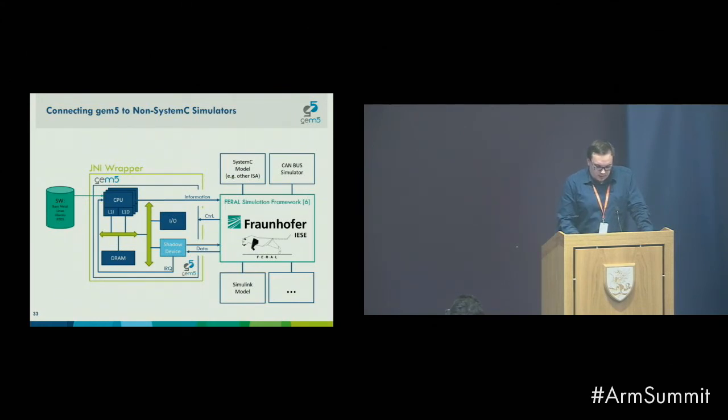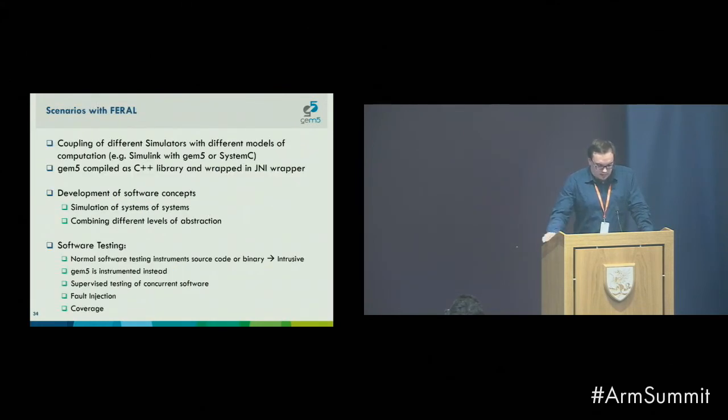And with this kind of platform, we do a lot of development, especially software testing. So what we do with it is basically, for normal software testing, you very often instrument the binary, which is very intrusive, and you can change the behavior of your program. And in this project, we instrument GEM5 instead. And we keep the binary as it is. So it's really the binary that's shipped to the customer. And that's what we do here, and we reuse techniques from the System C coupling.